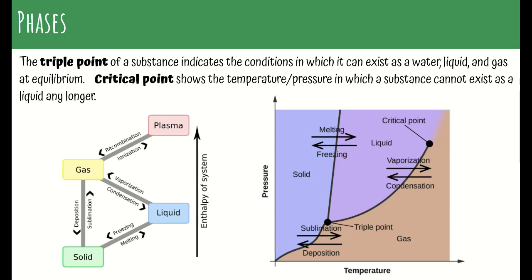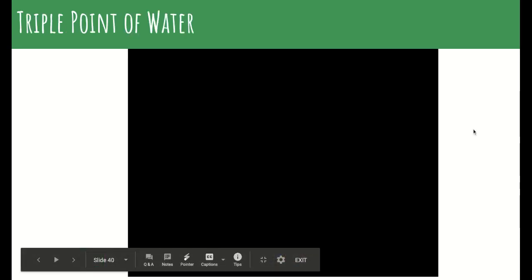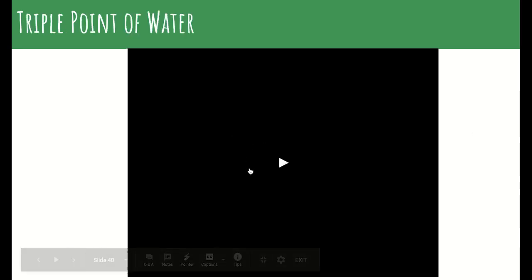The critical point is up on the top right-hand side. So this is going to show your temperature and pressure when a substance just can't exist as a liquid anymore. So obviously that can be at higher temperatures or higher pressures. Once they get beyond that, they'll just turn into a gas, and then if you add even more energy, you get plasma. So this is your triple point of water.